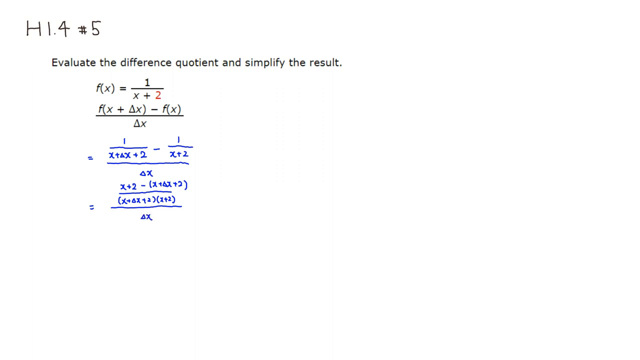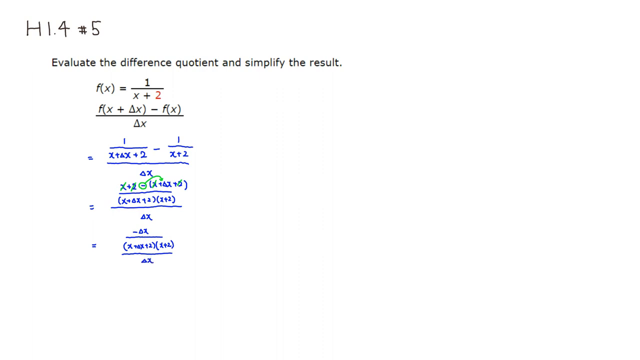Then we can cancel a bunch of things here. You have x minus x, and there's a 2 minus 2. Don't forget that there's still a negative sign, so this still distributes to delta x. So what you get is negative delta x over quantity x plus delta x plus 2, and then you have x plus 2. And then we divide the whole thing by delta x.